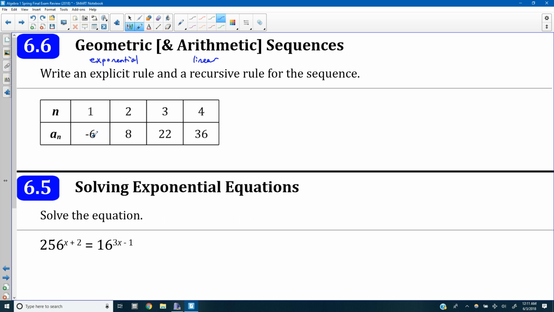If you're unsure of what to add from here to here, you can always check and see what 8 minus negative 6 is. That's going to give you 14. That's 8 plus 6. 22 minus 8 is also 14. And 36 minus 22 is also 14. Now, we don't know how long the sequence goes. For all we know, it could end here or it could go on forever. But the fact of the matter is, for the three that they give us, there is a common difference. This is D. D is your common difference. The common difference is 14.